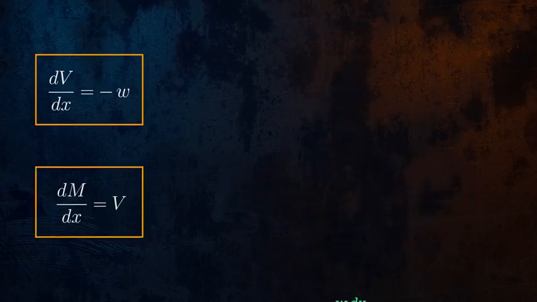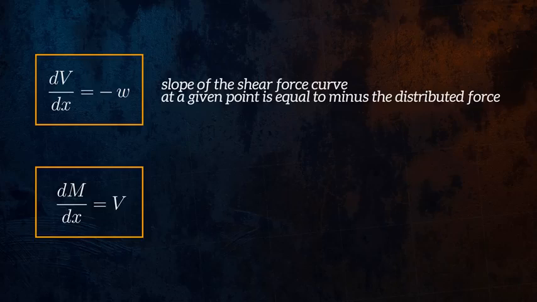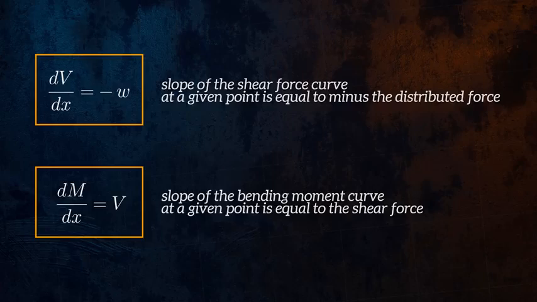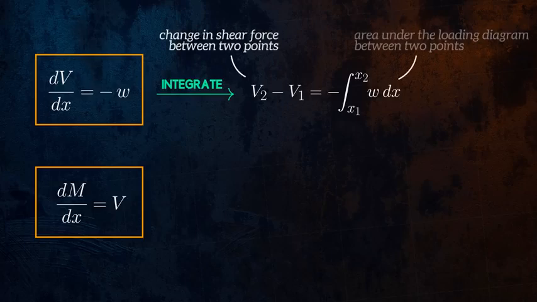The quantity dV over dx is the slope of the shear force curve, and at a given point along the beam, it is equal to minus the distributed force. Similarly, dM over dx is the slope of the bending moment curve, and at a given point, it is equal to the shear force. If we integrate the first equation, we can show that the change in shear force between 2 points is equal to the area under the loading diagram between those 2 points.